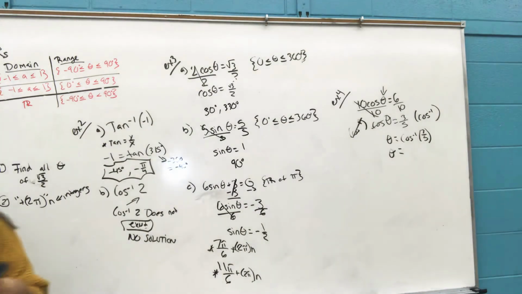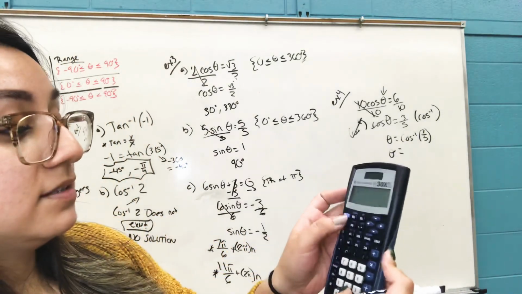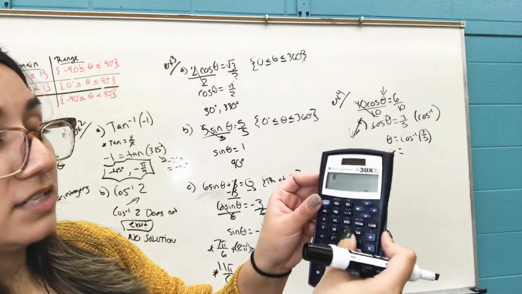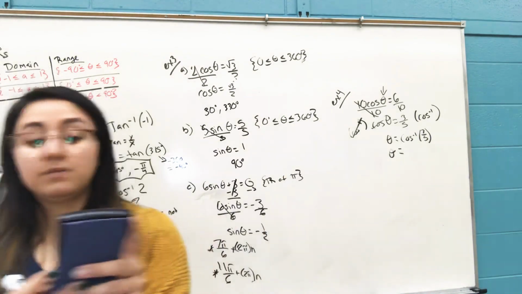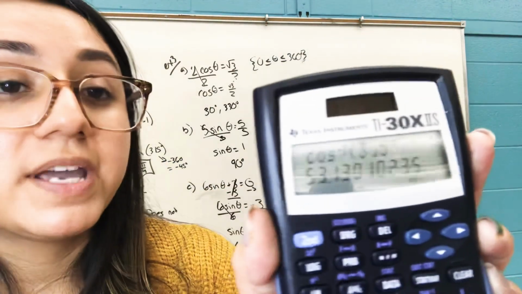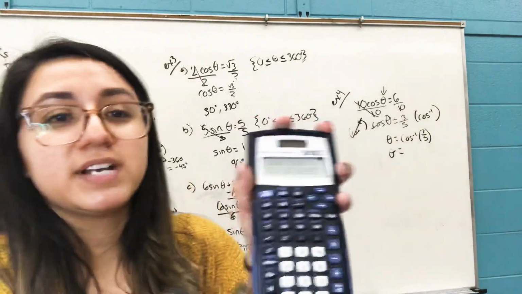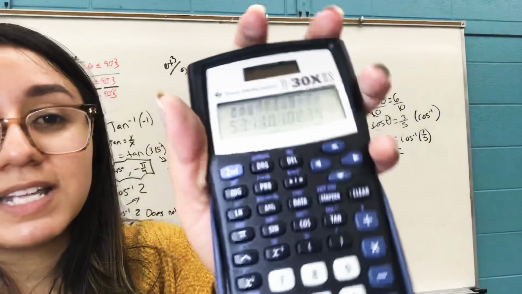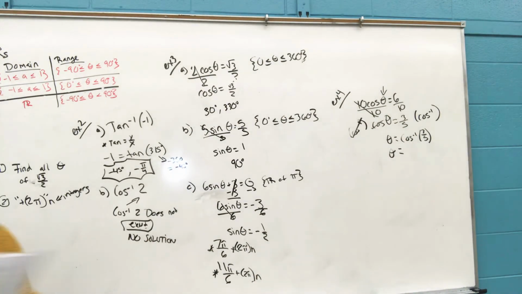So if I put in my calculator the inverse cosine, so it's second cosine of 3 over 5, we get 53.130. Be careful of having your calculator in radians or in degrees. I would recommend putting it in degrees for now because we are looking for the actual degrees and not the radians form. So then I get about 53.1.